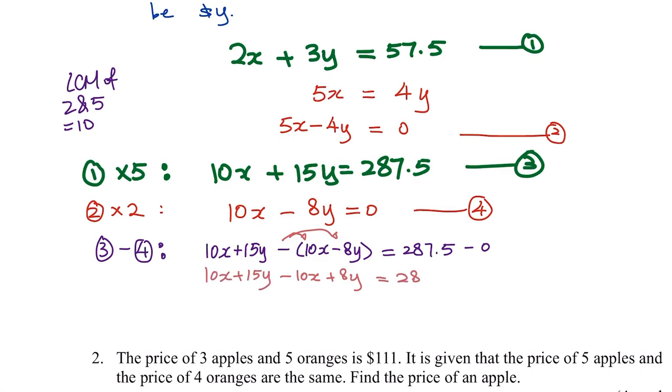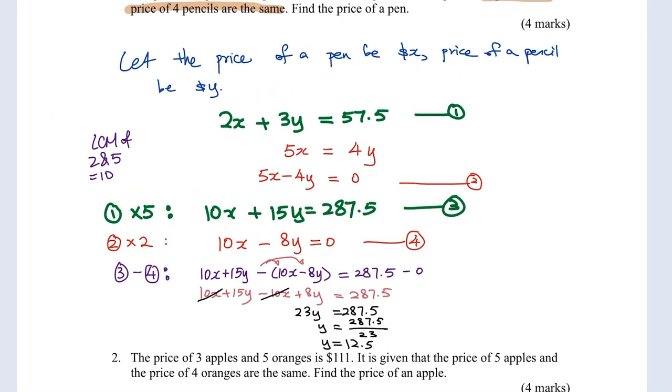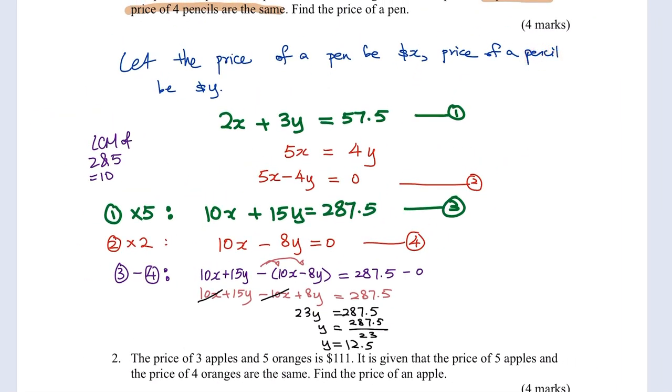You might not have enough space in the exam, so remember to ask for extra sheets. This one is negative, negative. That's why you have a positive here. And then now 10x minus 10x cancelled out. 15 plus 8, 23y. And then this 23 goes there. What do you get? y is 12.5. So now you know that y is 12.5 and y was a pencil, but you need the pen, right?